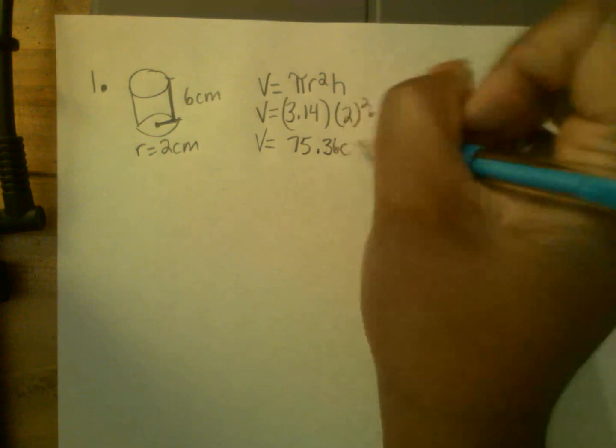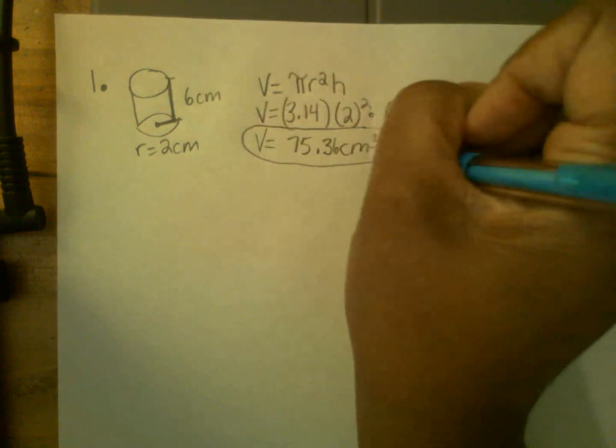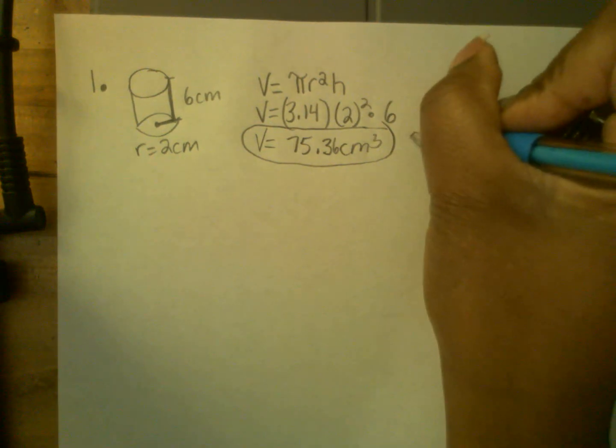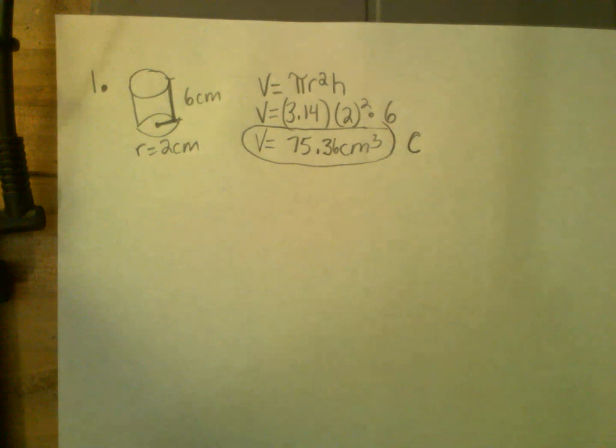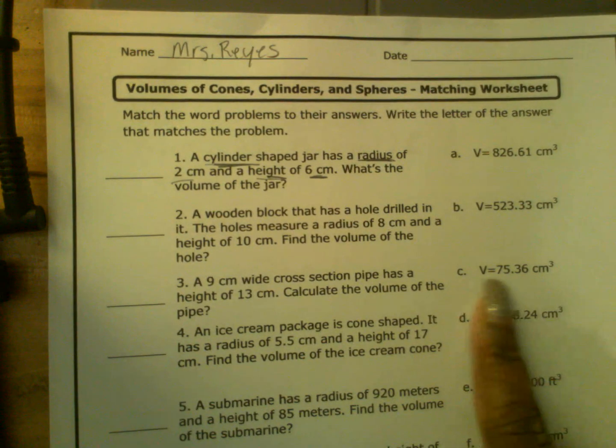Oops, I forgot the 6. Centimeters to the third power. Volume is the number of cubic units. So it's to the third power. Okay. So this answer choice is going to be C. Okay. So on your paper, see how this is C? You're going to put C here.